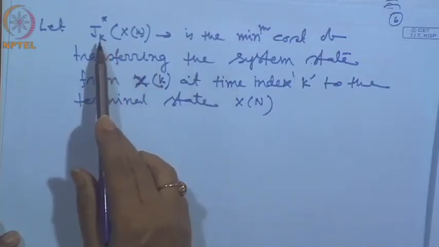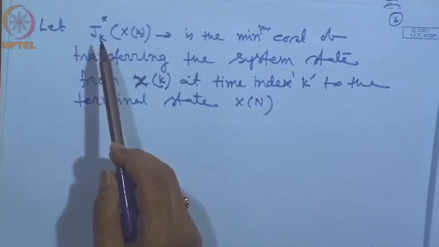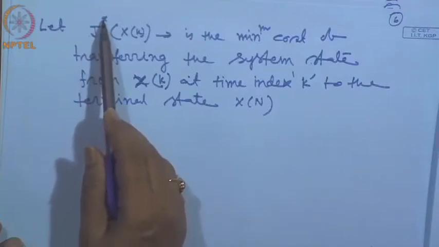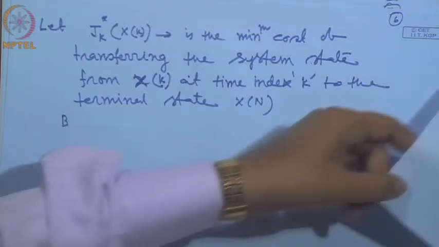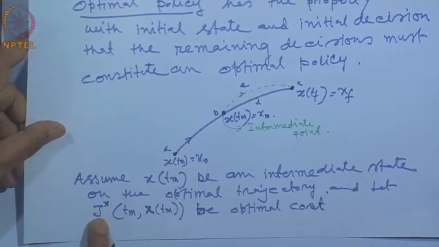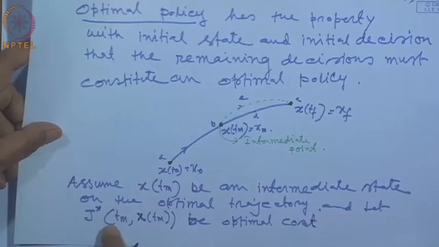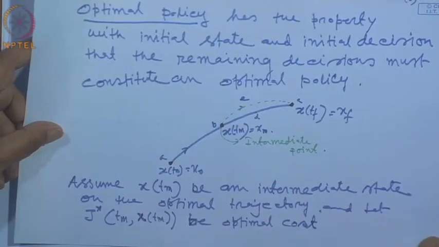If k is equal to 2 and capital N is equal to 10, that means we are transferring the state x of 2 to the final state k equal to 10, because capital N is 10. That corresponding cost we denote by J star of 2. This is the same definition we considered earlier: what is J star of t m, the state at time t equal to t m, transferred to a final state, agree? And what is the final state? That t is equal to t f, what is the cost required?